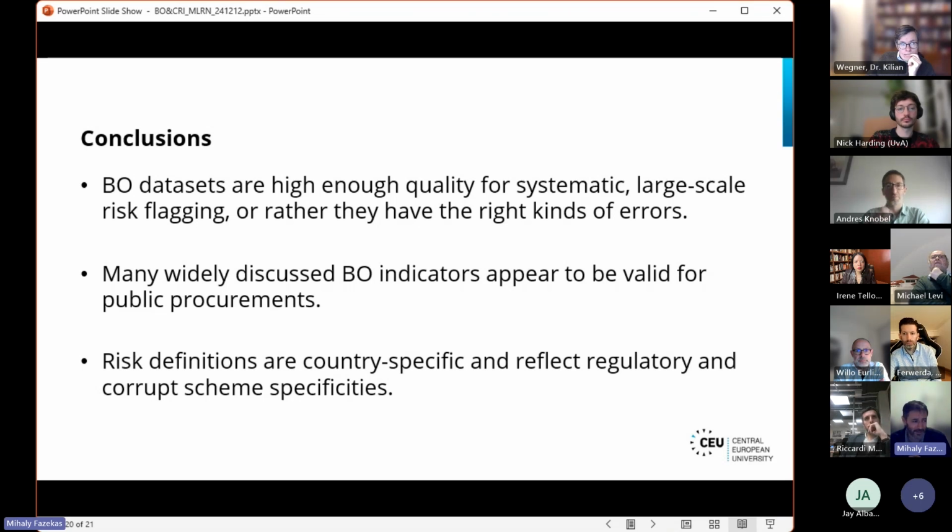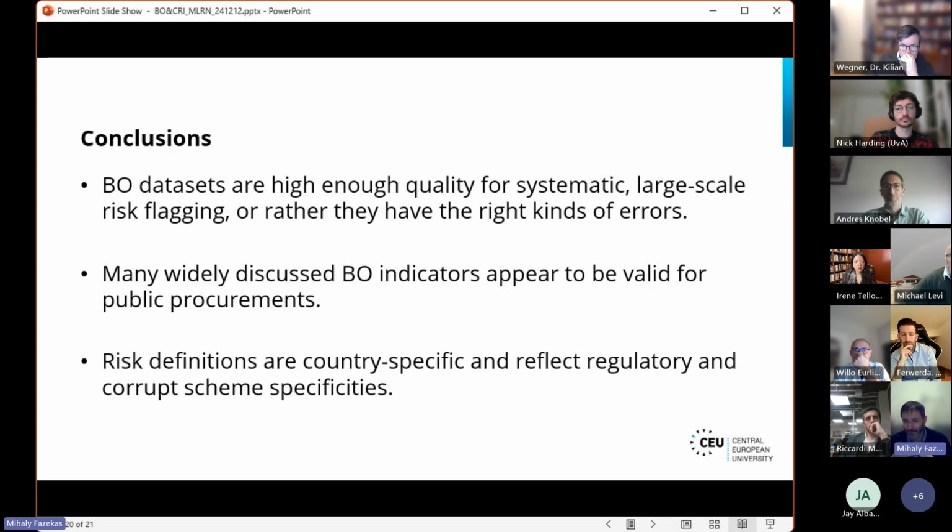We also think that at least in some countries, in some formulation, the BO indicators put forward by the literature are actually valid for the procurement domain at least. Effect sizes are not huge, and the numbers of affected cases are not huge, 5-10% of the sample, but definitely these things are there.